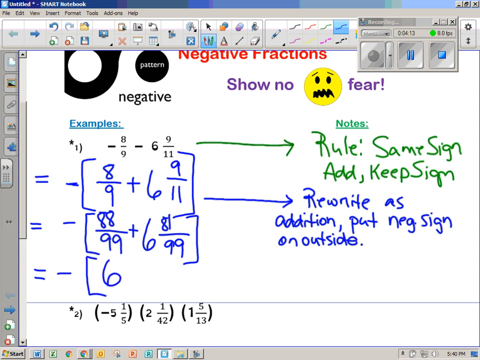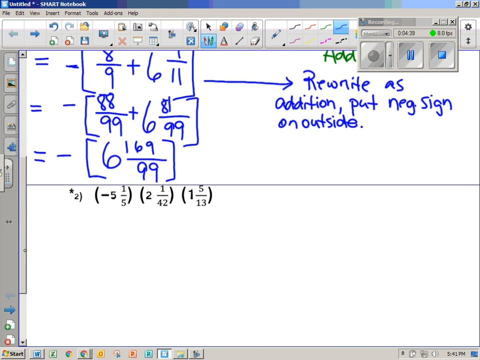So I've got a whole number 6, and 99 for my denominator. I need to add 88 and 81. That's 169. And I need to do some simplifying here because 169 is bigger than 1. So I need more room. Hopefully you didn't write as largely as I did, but I'm just going to ignore number 2 for just a second and keep working down the page. And I'll come back to number 2 in a minute.